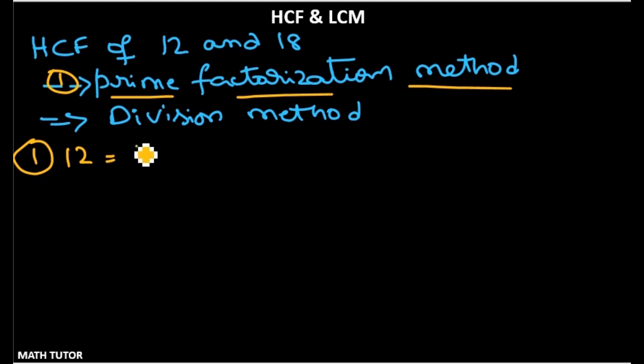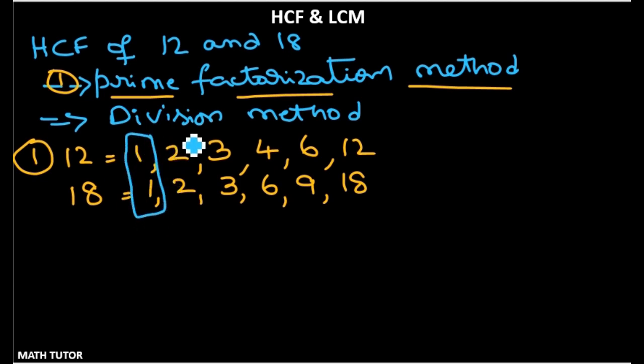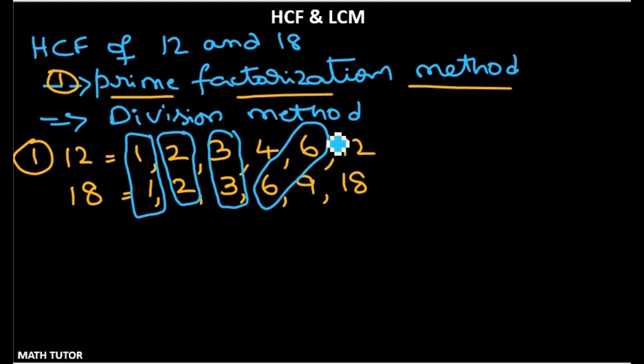12 is written as 1 is a factor, 2 is a factor of 12, 3 is a factor of 12, 4 is a factor of 12, 6 is a factor of 12, and 12 is also a factor of 12. And 18, 1 times 18, 2 nines are 18, 3 sixes are 18, 6 threes are 18, 9 twos are 18, and 18 ones are 18. And now we have to take out the common factors here. Identify. 1 is a common factor, 2 is also common, 3 is also a common factor, and 6 is also a common factor.